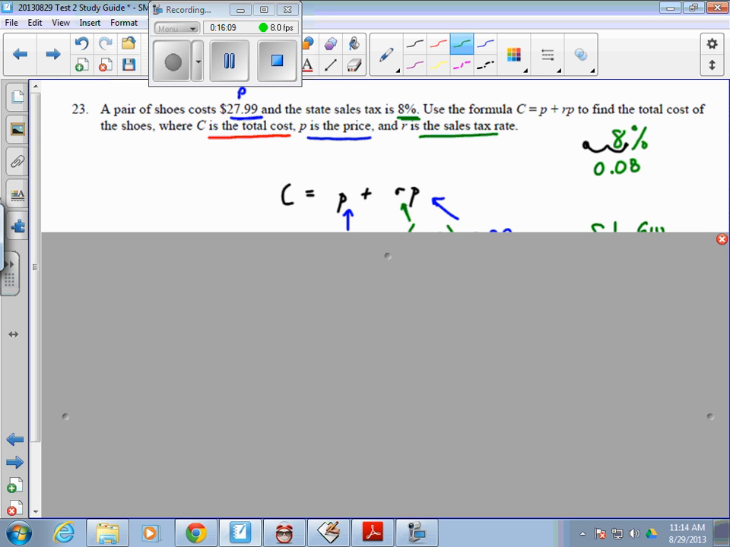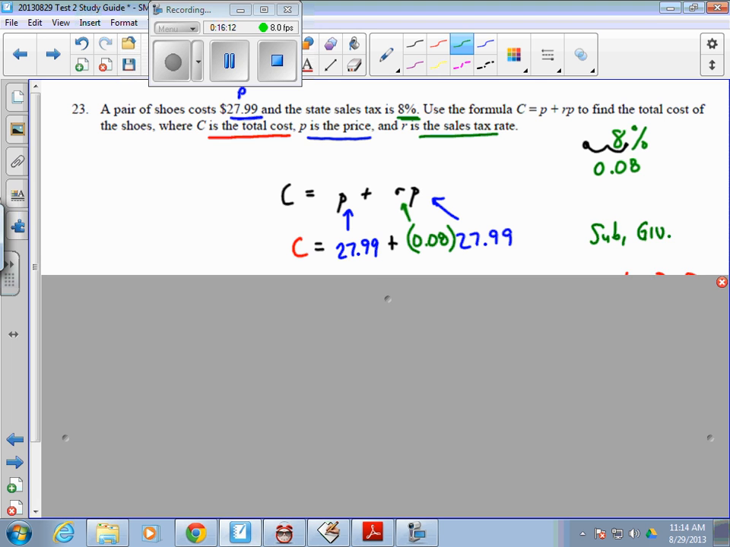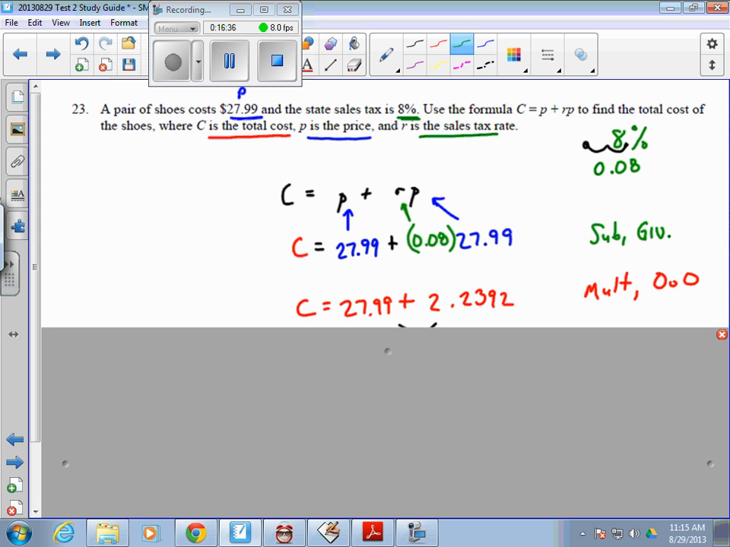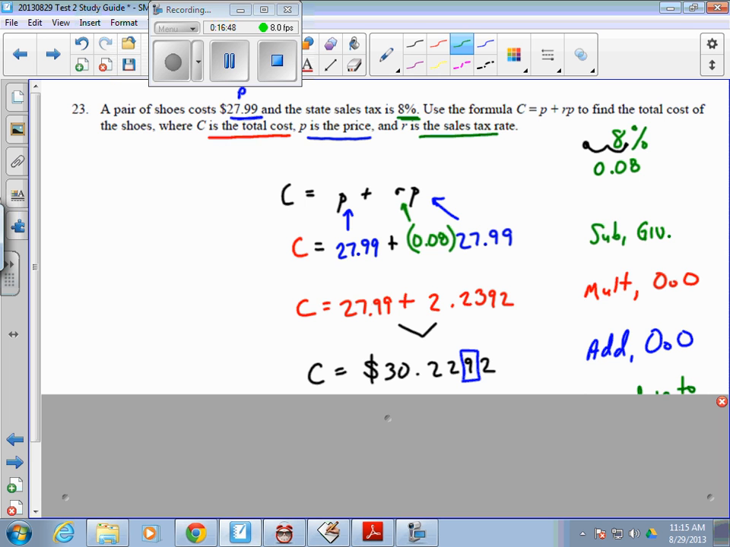We're going to use the formula they gave us, C equals P plus RP. In place of P, we're going to plug in the cost, or the price, $27.99. We have to plug it in 2 times because there's 2 P values. We'll plug in our R, or our rate, which we said is 8%, which we changed to 0.08. So we have C, which is your total cost, equals $27.99 plus 0.08 times $27.99. All it is is substituting in given values. Then multiply 0.08 times $27.99. You get 2.2392. That's multiplying, order of operations. Add that to $27.99, and you get $30.2292. That's adding, order of operations.